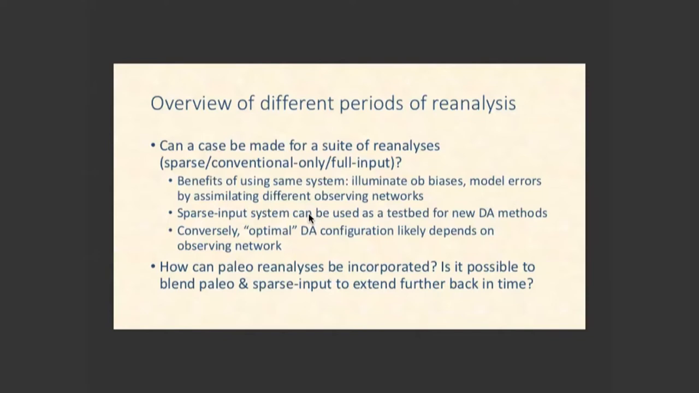Analysis increments, yes. I think that's, I mean, we've been talking about that as well. I think that's as important in this context as it is in other contexts, and gets at the same thing, where if you don't have observations, you're not going to have much of an increment. It's basically a model simulation. Yeah, I think it's important to keep in mind too.